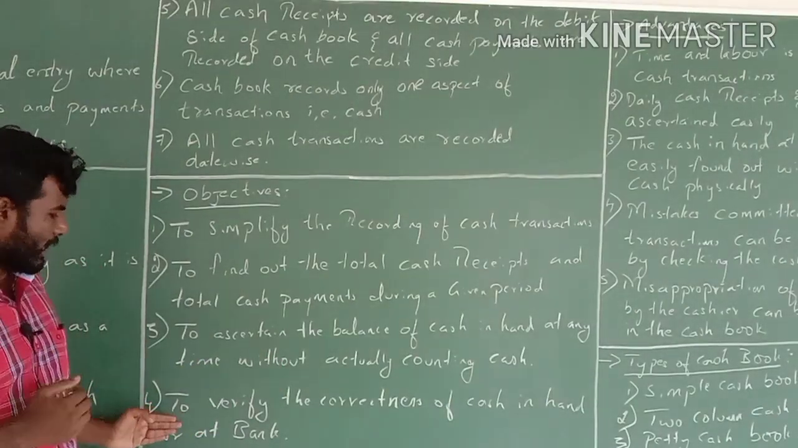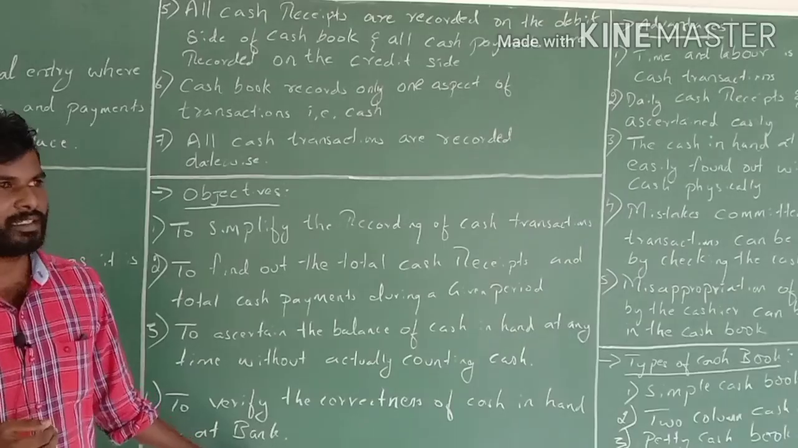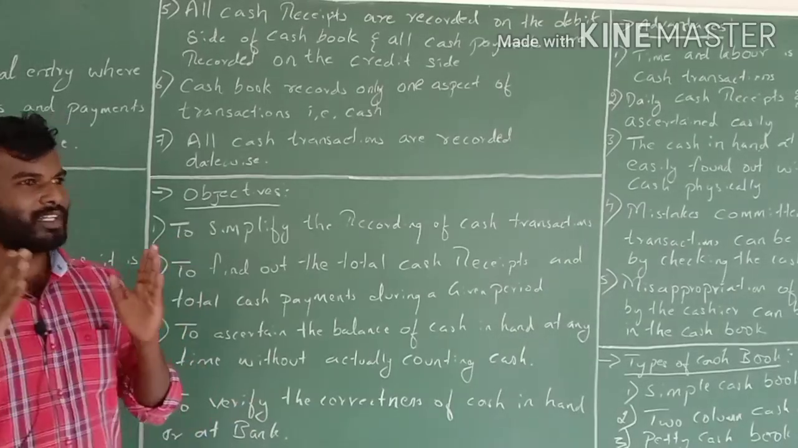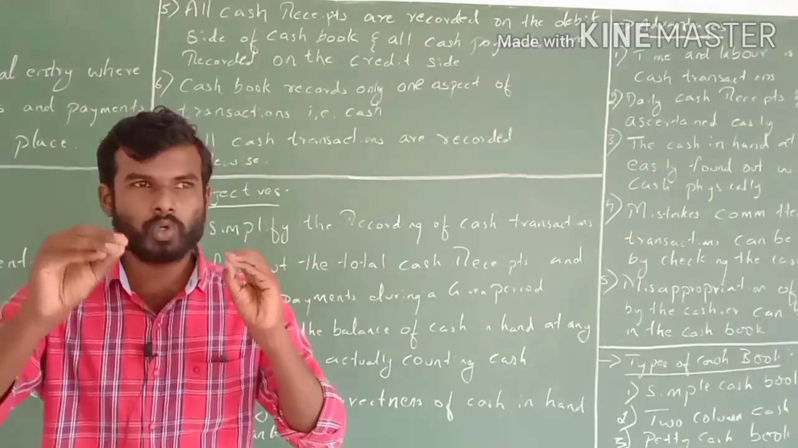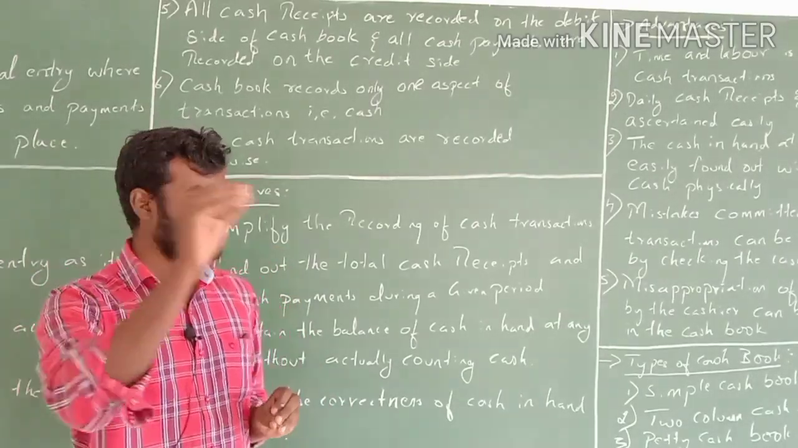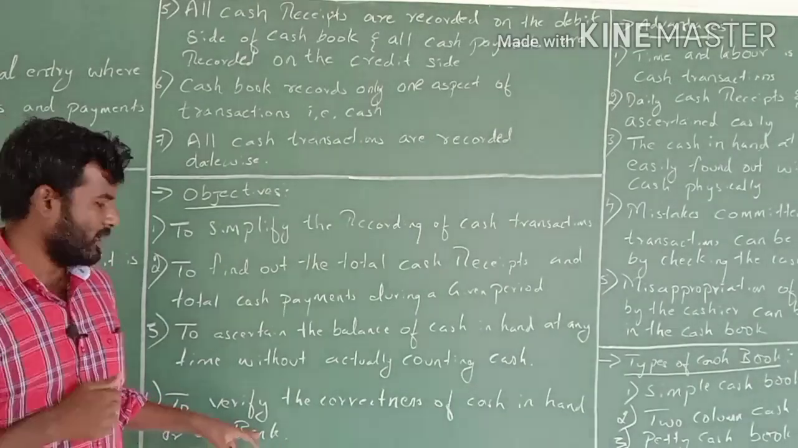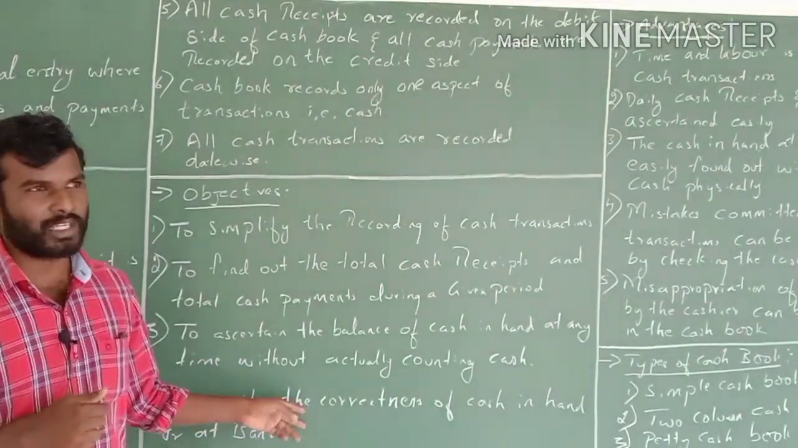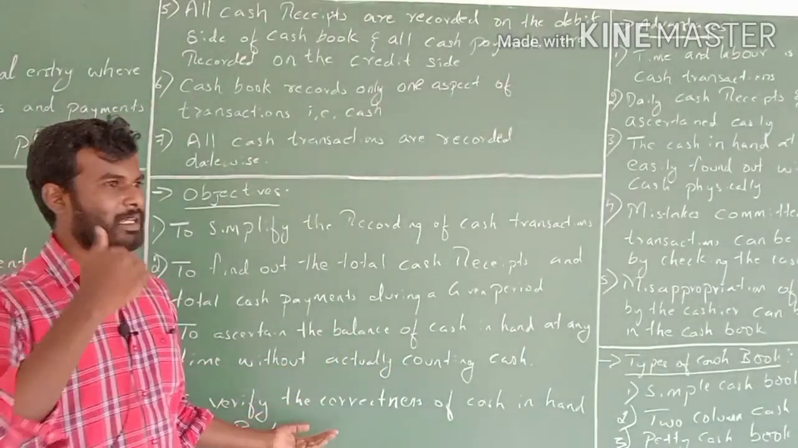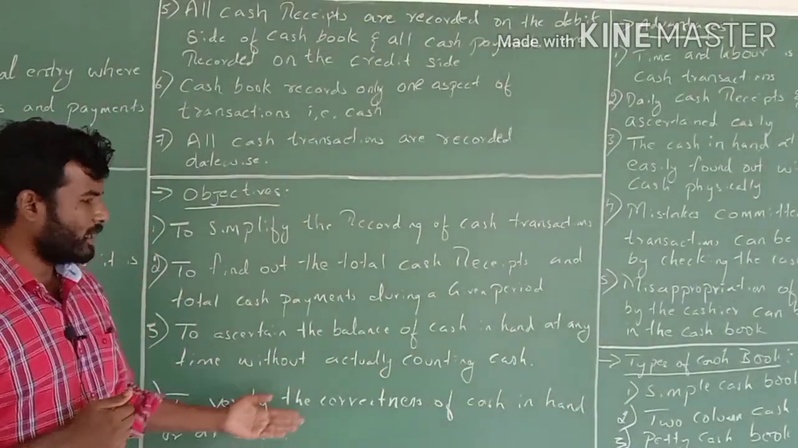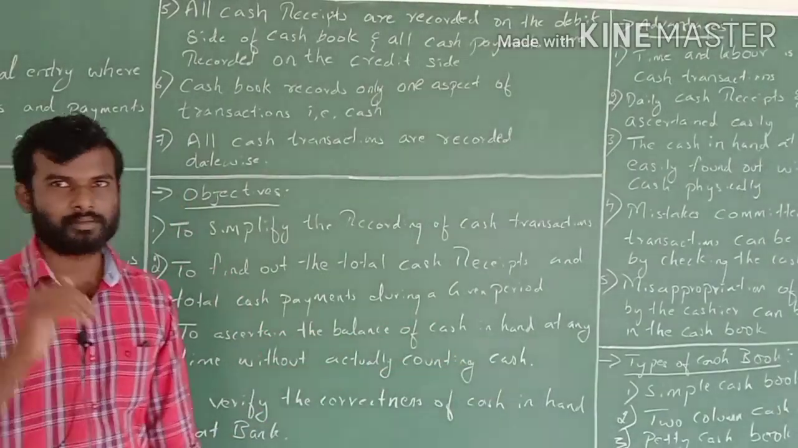Next, we have to verify the correctness of cash in hand and at bank. So to find out the correctness, we are maintaining the accounts. For example, in the cash book we record only the cash transactions. We can easily find out the mistakes, verify them and rectify them in the cash book, because we know what are the receipts as well as the payments we made. So automatically we can check the cash in hand balance as well as the bank balance.